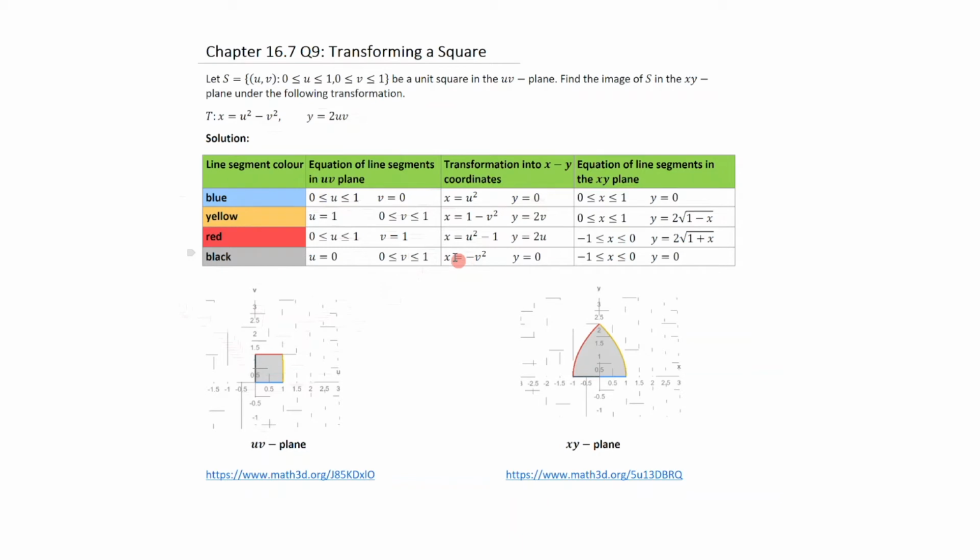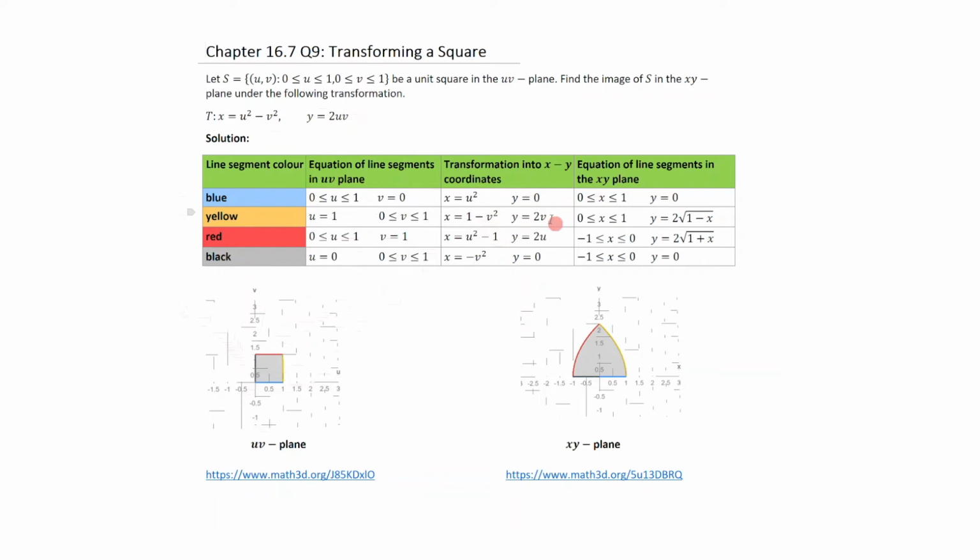So the next thing basically is to figure out what this represents in terms of the xy domain. Right? If x equals u squared and u ranges from 0 to 1, that means x must range from 0 to 1. So that's the range of x, and y equals 0. So that's the first one down.